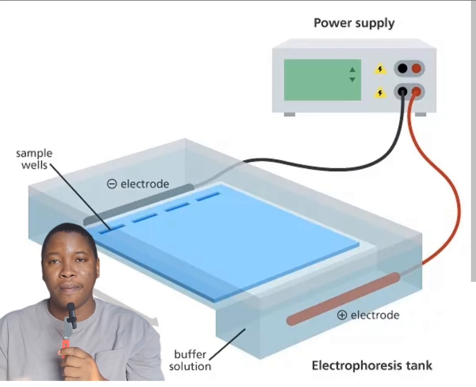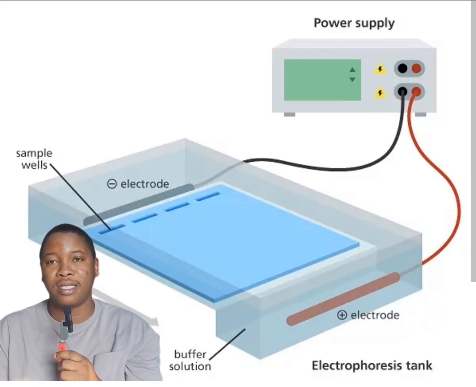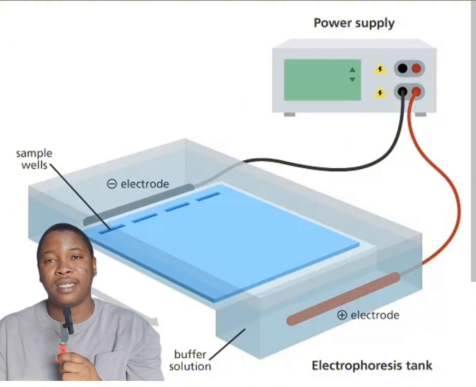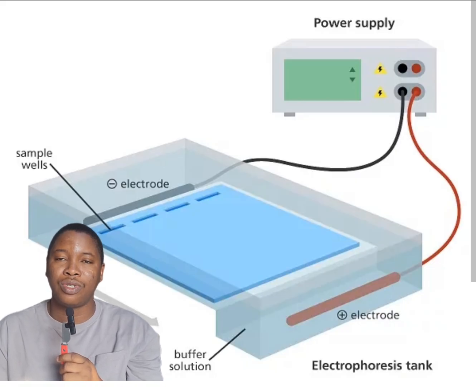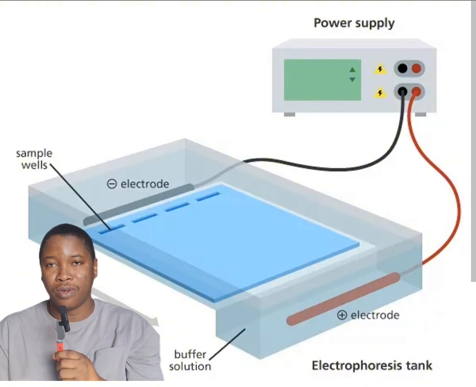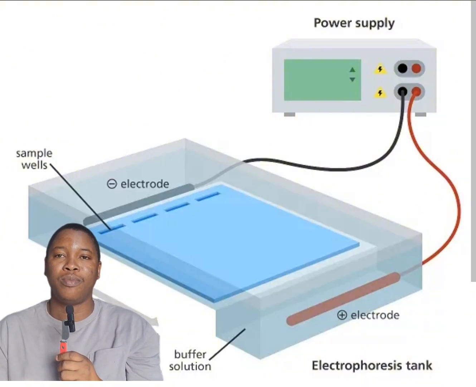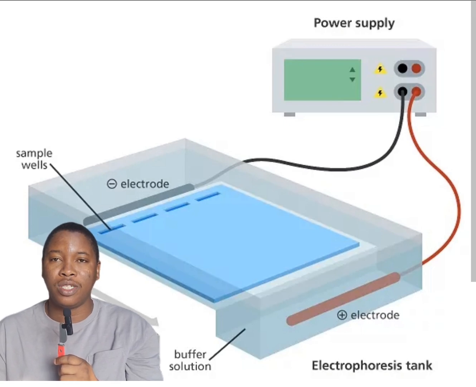Today, we're going to talk about electrophoresis. Electrophoresis is a separation technique that is used in microbiology research, biotechnology, biochemistry, and many other types of research. It's used to separate biological molecules. Molecules could be DNA, RNA, or protein molecules, and they are separated on the basis of two major principles.